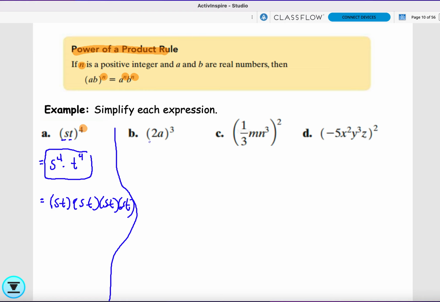So 2a to the third, we know that it's going to be 2a times 2a times 2a. But we want to do the shortcut, right? If we have 2a to the third power, that's just going to be 2 cubed times a cubed. Well, 2 cubed is 2 times 2 times 2, which is just 8. And then a cubed is just a to the third. And we're done.